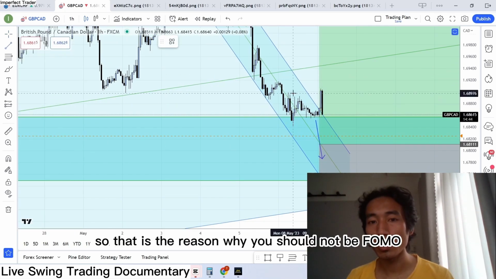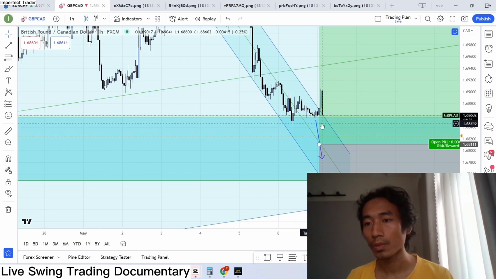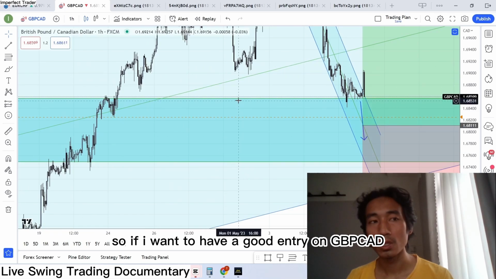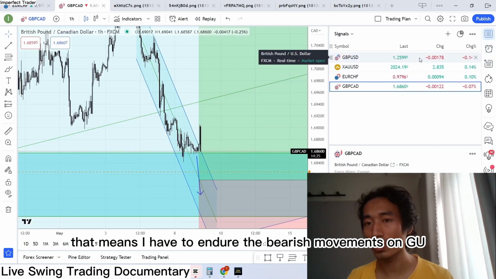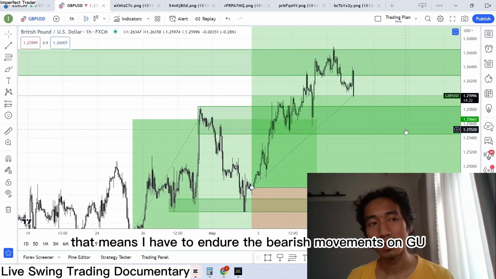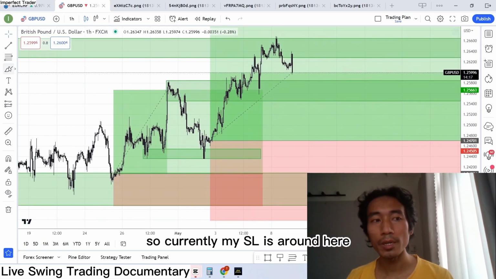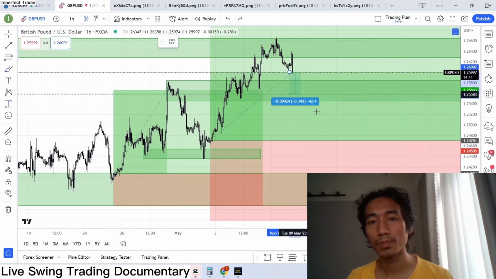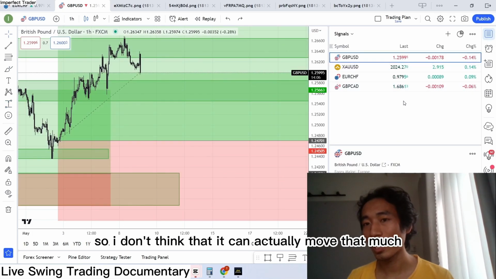So that is the reason why you should not FOMO. You can see price trading a little bit around this high, and then it's trading down right now. So if I want to have a good entry on GBP CAD, that means I have to endure the bearish movement on GU. Currently my stop loss is around here, so probably let's say 30 more than 100 pips away. So I don't think that it can actually move that much.